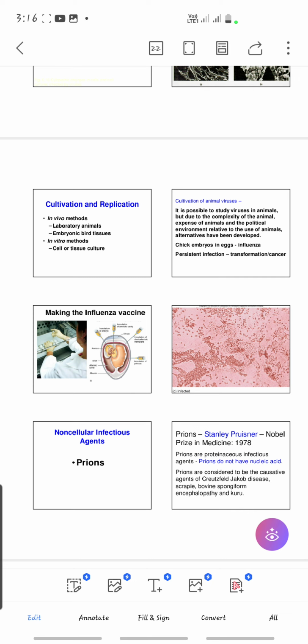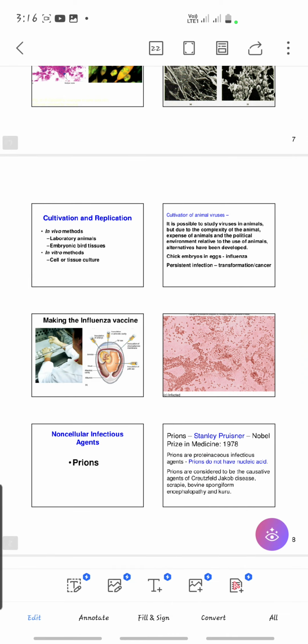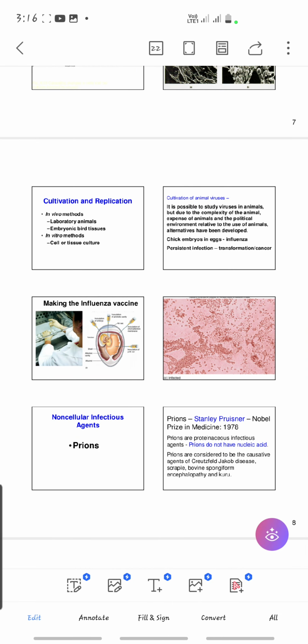How is cultivation and replication possible? It is possible to study viruses in animals, but due to the complexity of animals, the expense of animals, and the political environment related to the use of animals, alternatives have been developed. Chick embryos and eggs, one good example being influenza, and persistent infection of transformation or even cancer. This is an illustration of making the influenza vaccine. So going back to cultivation and replication, let's go on to the differences between in vivo and in vitro.